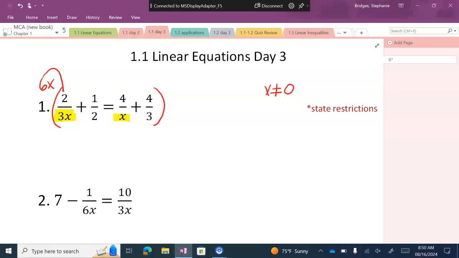I'm going to start with my numbers. How many times does 3 divide into 6? 2. So that 3 disappears or turns to 1. That 6 reduces to a 2.